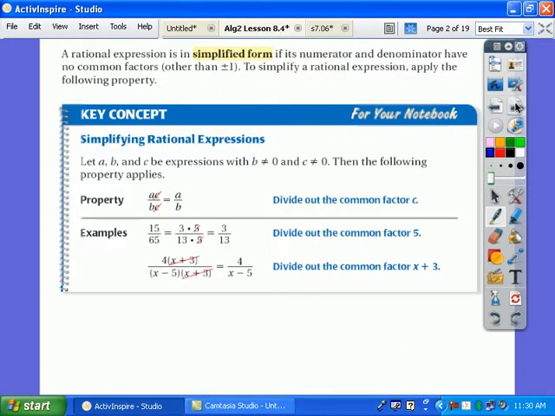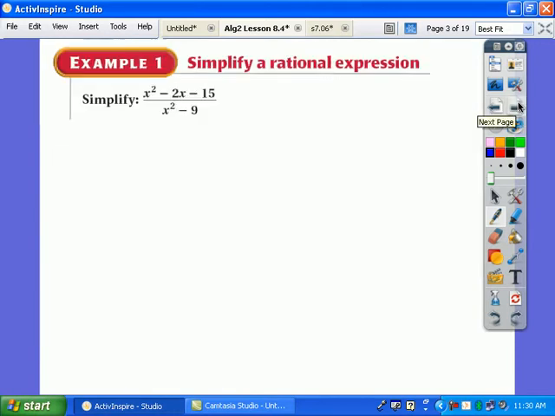So here's kind of some structure for us. This isn't really too important, so let's just jump into this. We want to simplify this expression. Notice this isn't an equation yet. There's no equal sign. This is simply an expression.